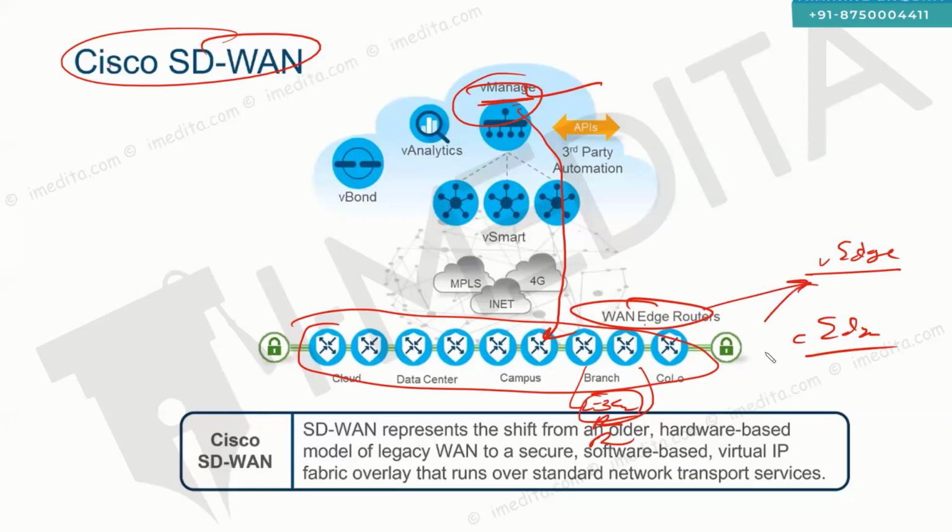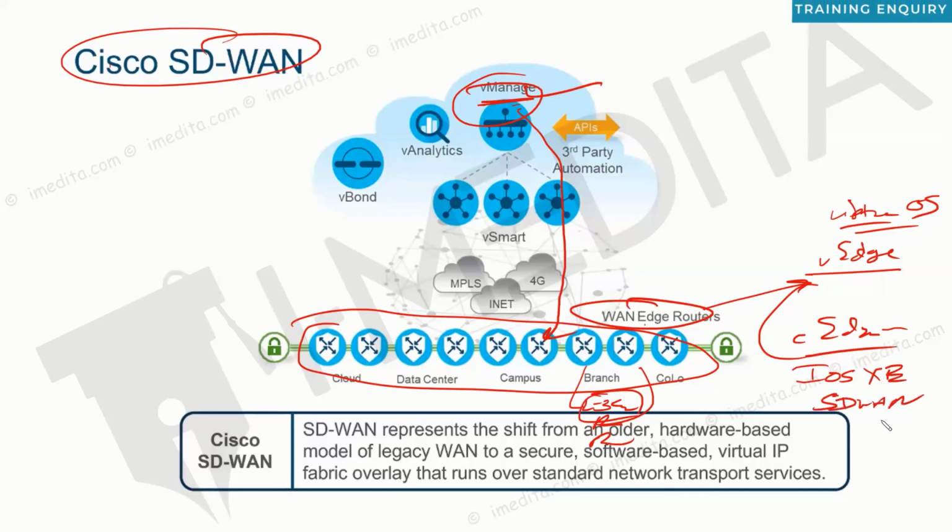When it comes to the managed router, vEdges will still use the Viptela OS, right? Whereas the cEdges will use the IOS XE with SD-WAN capability. So your IOS XE should be SD-WAN capable.